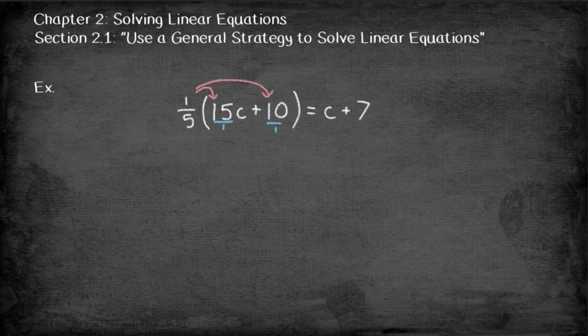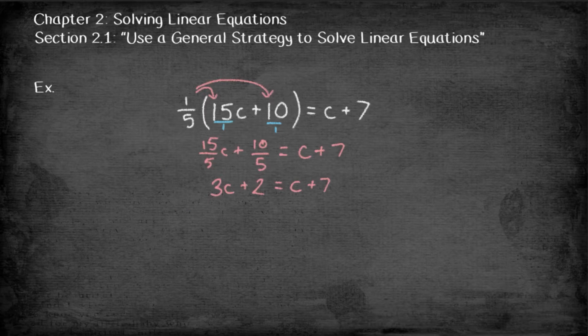So 1/5 times 15 is going to give me 15 over 5 times c plus 10 over 5. And then on the left-hand side, I don't have to do anything. And now I'm going to simplify. There's no more fractions. Our problem's gone from spicy to pretty mild, actually.